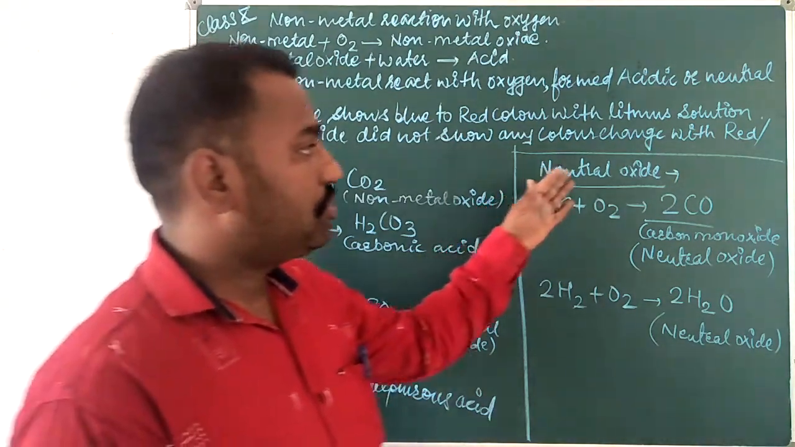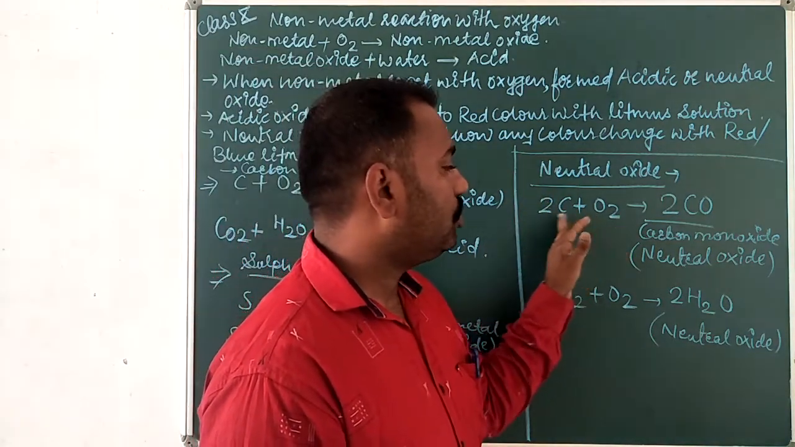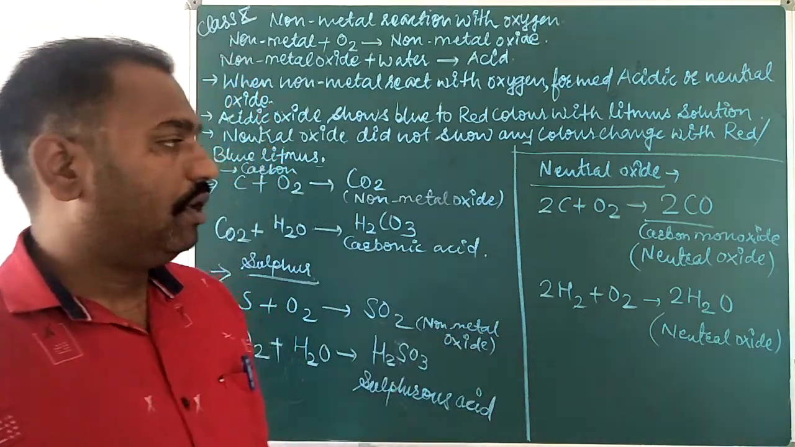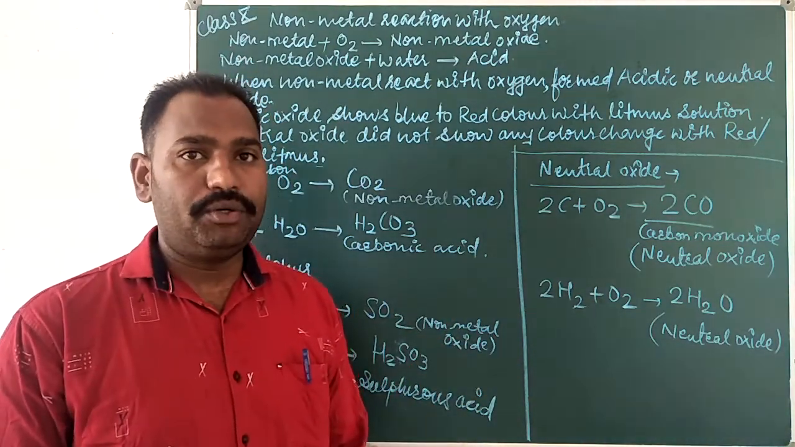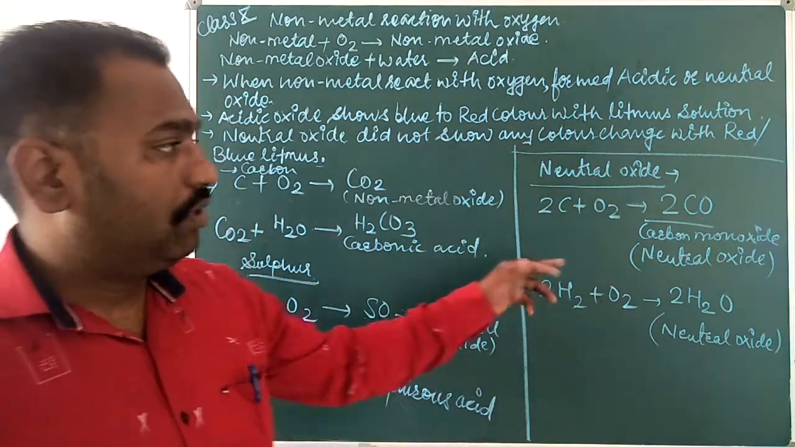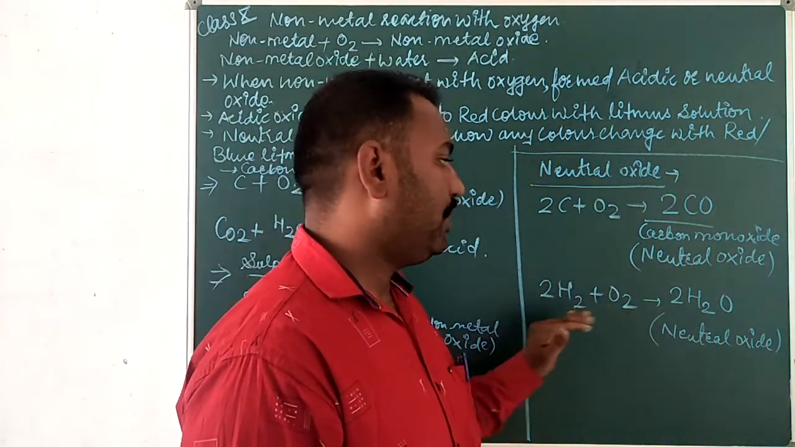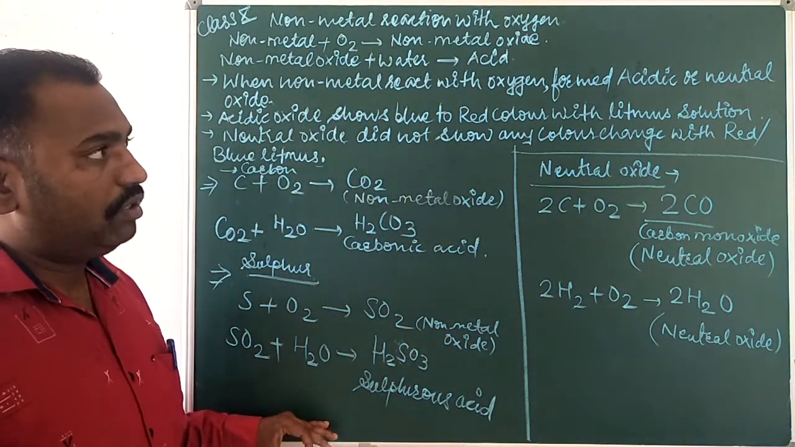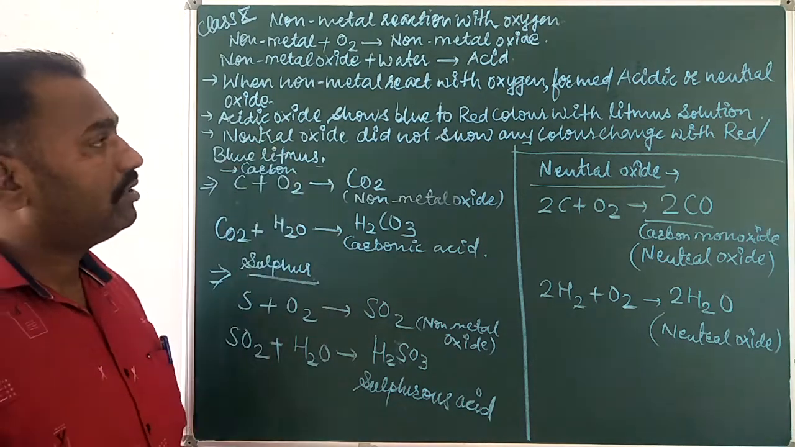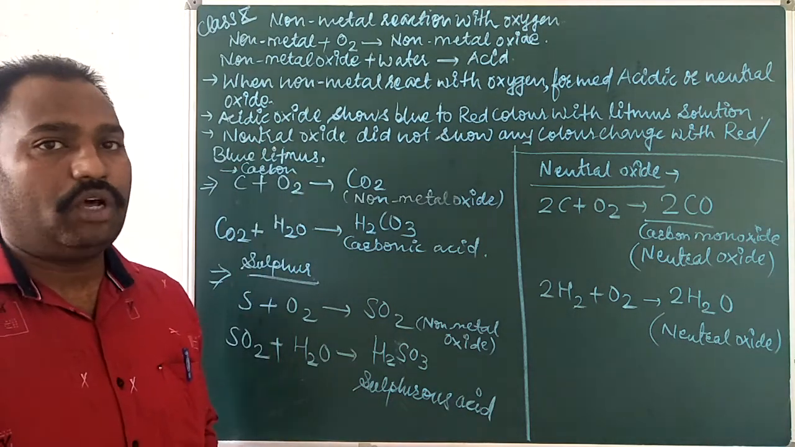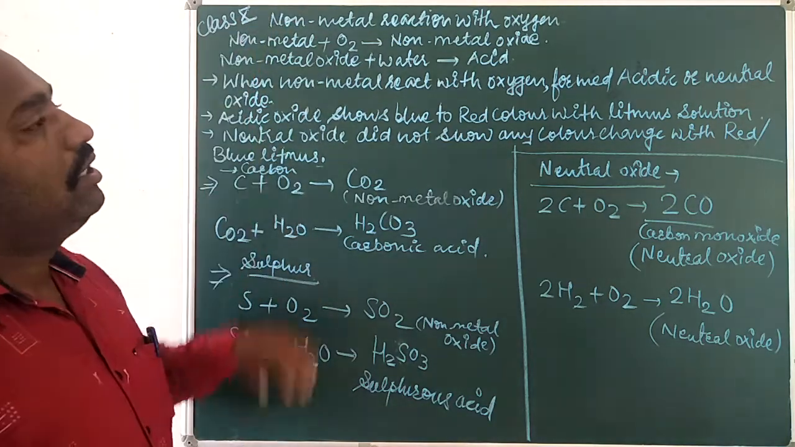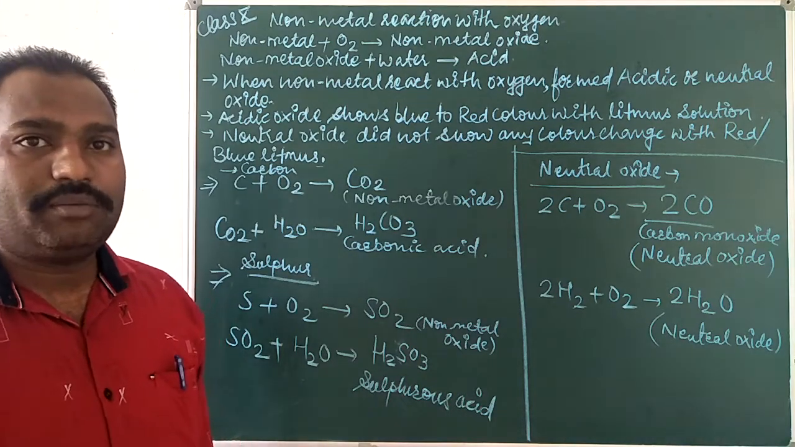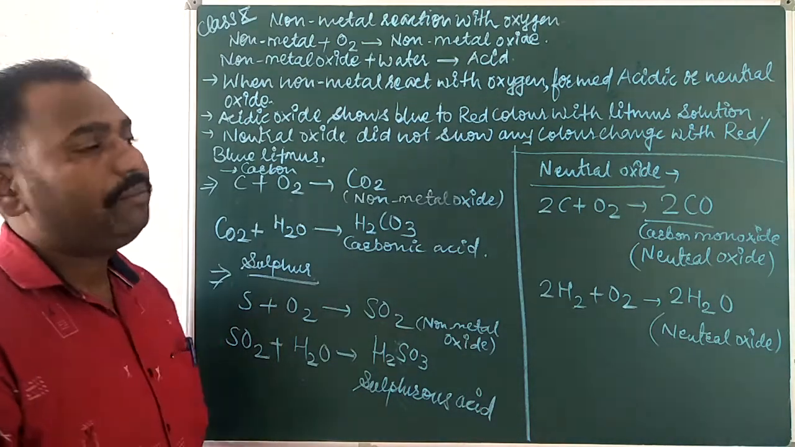Now the neutral oxides. 2C plus O2 gives 2CO, carbon monoxide. You know that carbon monoxide is formed only due to incomplete combustion. Carbon monoxide is a neutral oxide, and 2H2 plus O2 gives 2H2O, a neutral oxide. So this is one more topic we started, the chemical properties of non-metals. I forgot to mention before that our chemical properties topic started with non-metals. Okay, thank you.